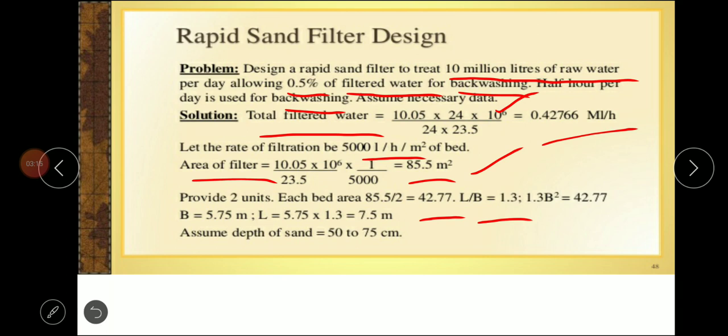Therefore area is equal to L into B. It is the basic formula. Substitute the value of L is equal to 1.3 B. That is, area is equal to 1.3 B square is equal to, already we know the area, that is 42.77. Therefore the value of B is 5.75. Now substitute the value of B in L equation, that is 5.75 into 1.3. We get the answer of L as 7.5 meter. Assume a depth of sand is 50 to 75 centimeter.